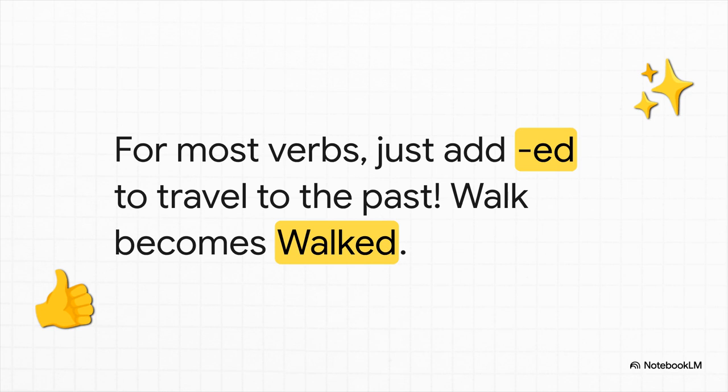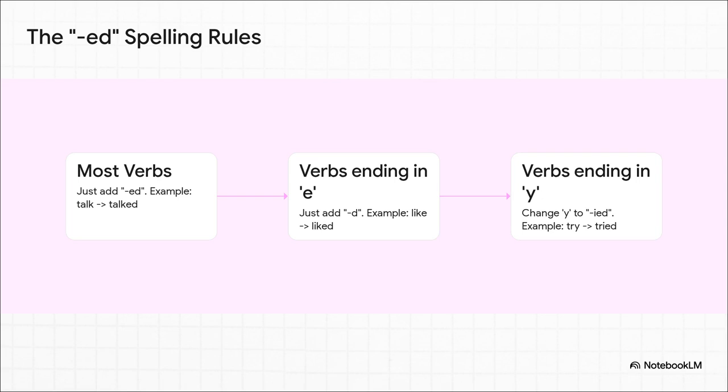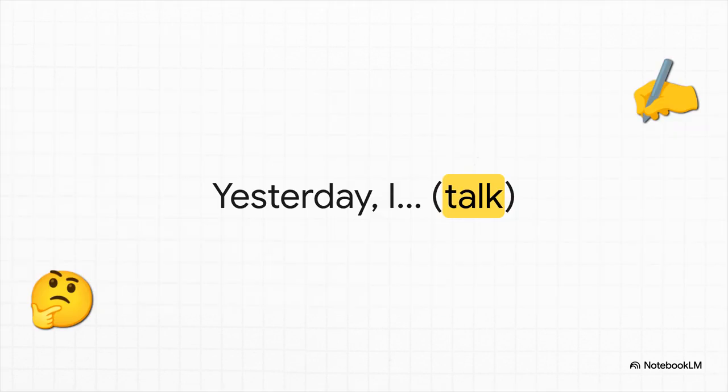See? Easy. Now, this main rule has a few little tweaks, but they're super easy to remember. For most verbs, you just add ed. If a word already ends with an e, like the word like, you just add the d. And for words that end in y, like try, you just switch that y to an i and then add ed.